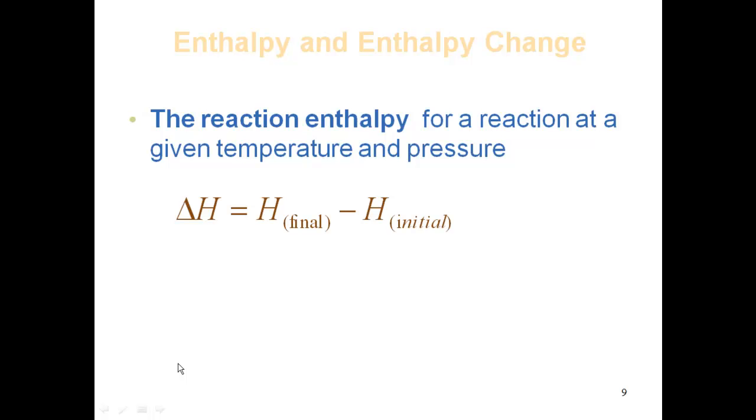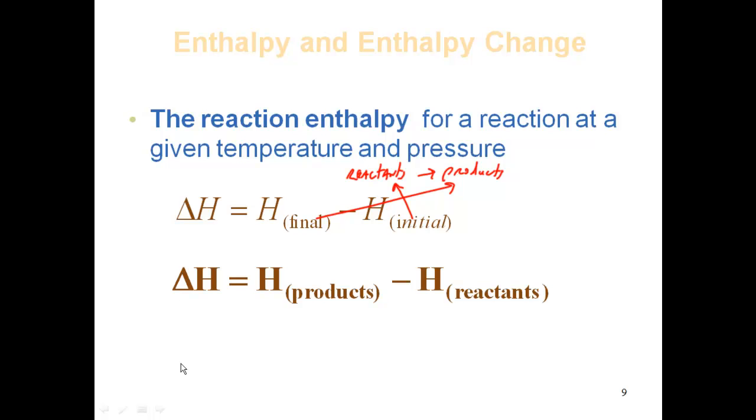The reaction enthalpy of a reaction at a given temperature and pressure can be solved using delta H, okay, since it's a state function, which would mean my enthalpy of my final minus my enthalpy of my initial. However, we don't talk about final and initial when we're dealing with reactions. Typically, we have some reactants going to some products. So in our terminology, initial will be my reactants' enthalpy, and my final will be my products. So typically when we write delta H, what we're talking about is our enthalpy of our products minus our enthalpy of our reactants.